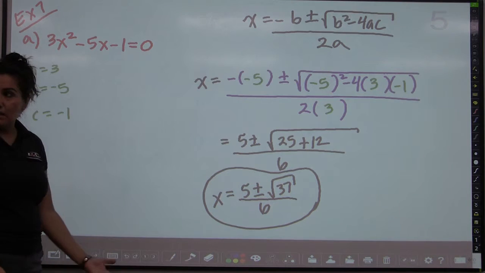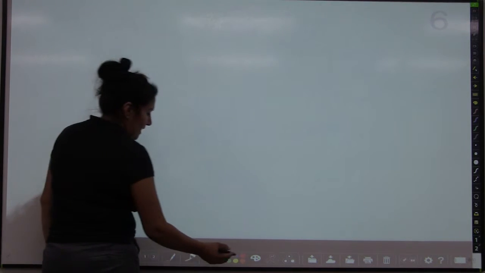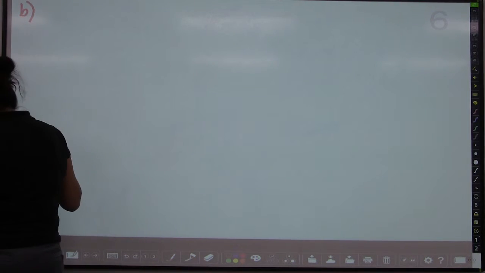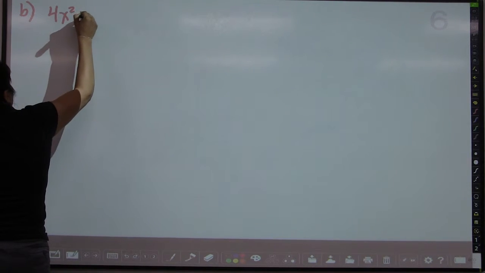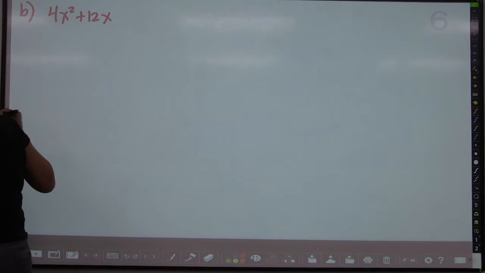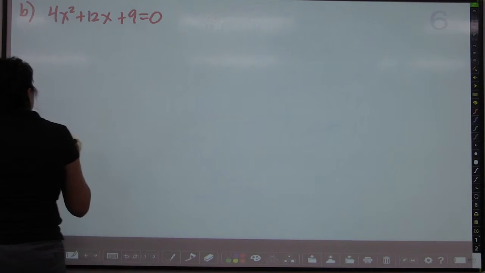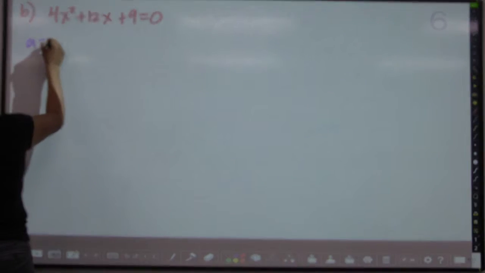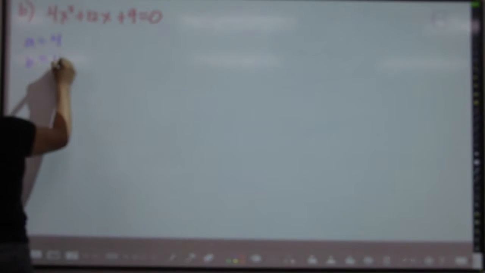So am I done with this one? So we're going to go to part B. And B is going to be 4x squared plus 12x plus 9 equal to 0. So in this case, my A is 4, B is 12, and C is 9.